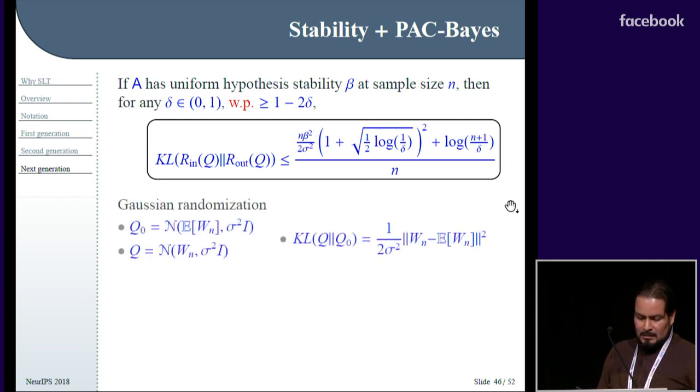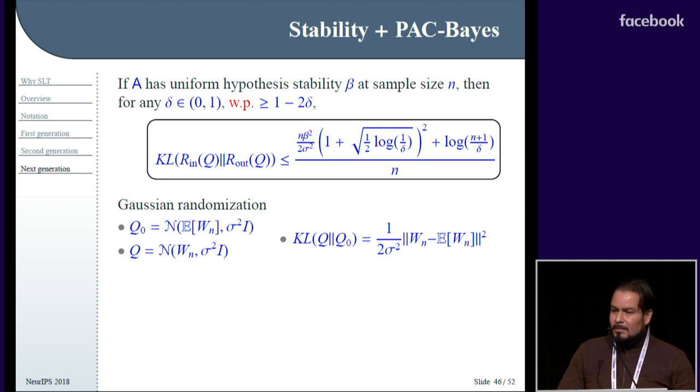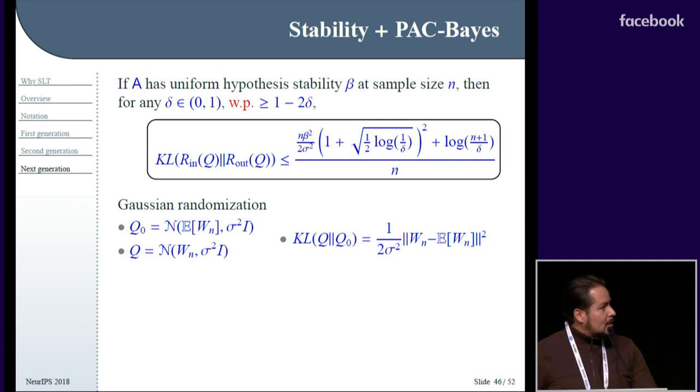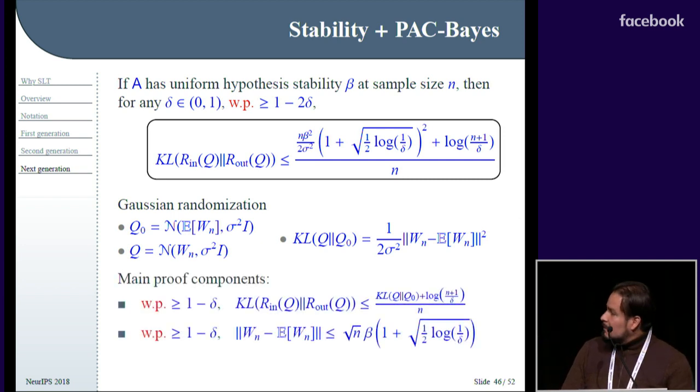How is this bound obtained? It was obtained using Gaussian randomization, with a prior being a Gaussian centered at the expected weight vector output by the algorithm and a special covariance structure. And the posterior is a Gaussian centered at the actual random output of the algorithm, with the same covariance structure as the prior. Using Gaussians, one controls the KL divergence. I mean, the KL divergence between two Gaussian distributions is computable explicitly. And this is how, in the end, we care only about the norm distance between the random output and its expectation. This is how, in the end, a concentration inequality comes in. And so those are the main components of the proof of this bound.